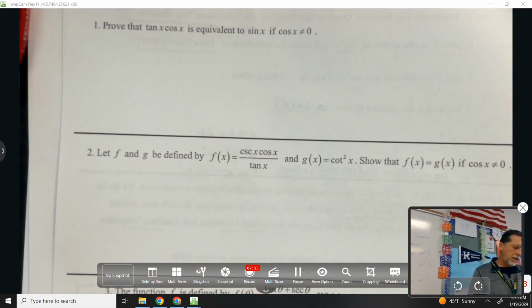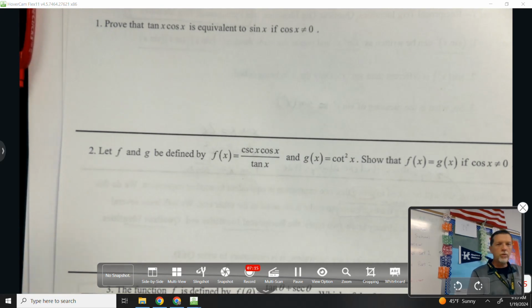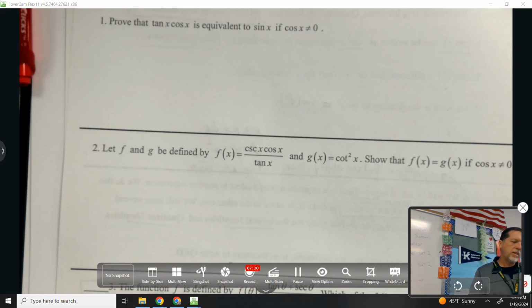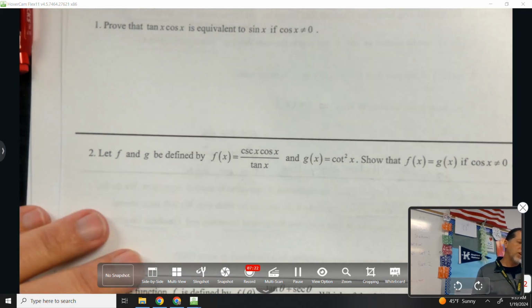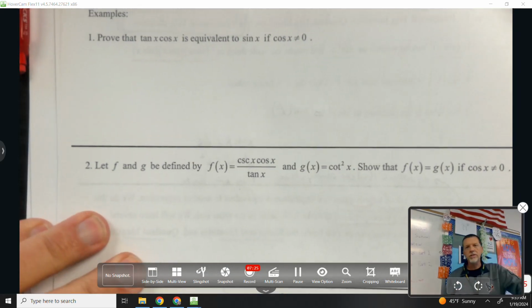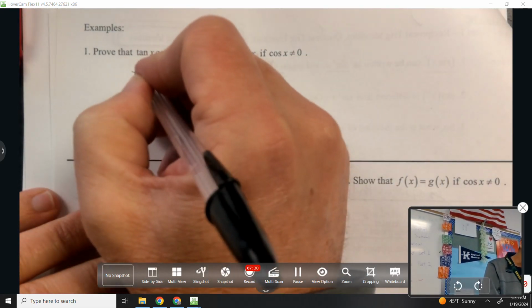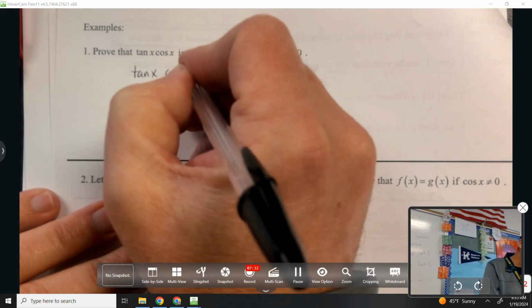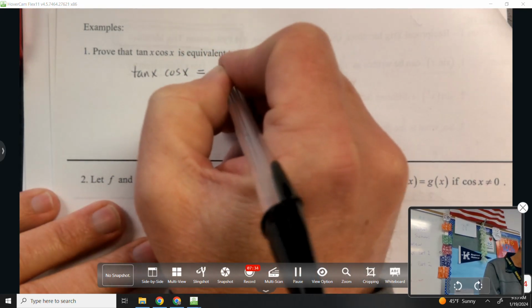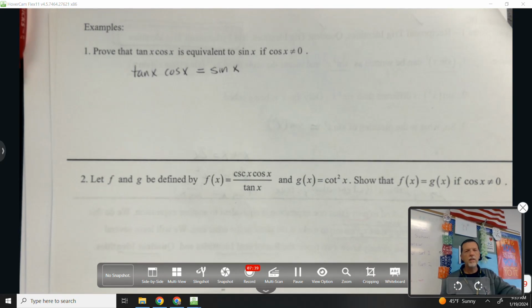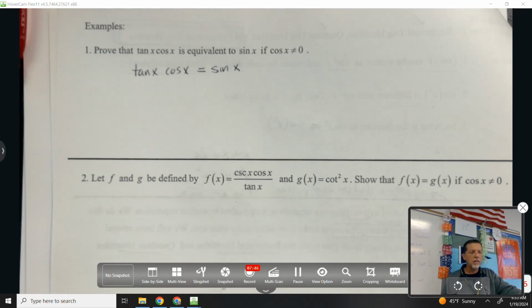All right, some easy examples with the two types of identities that we know. Prove that tangent of x times cosine of x is equivalent to sine of x if cosine is not 0. So let's write out in a simpler form what it's saying. Tangent of x times cosine of x equals sine of x. Okay, so what could I do to show that that's a true statement?